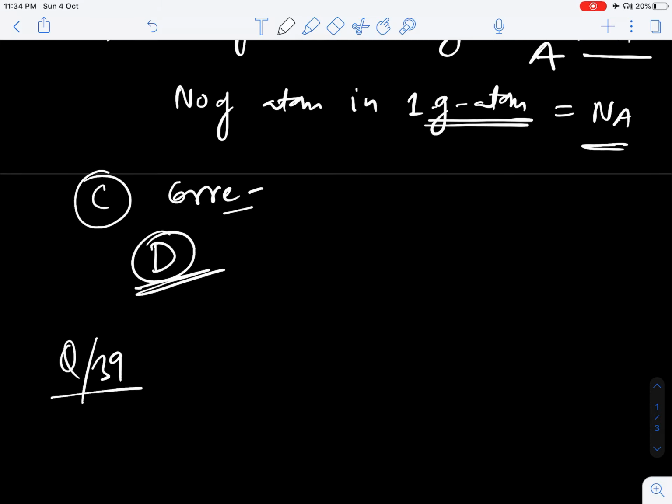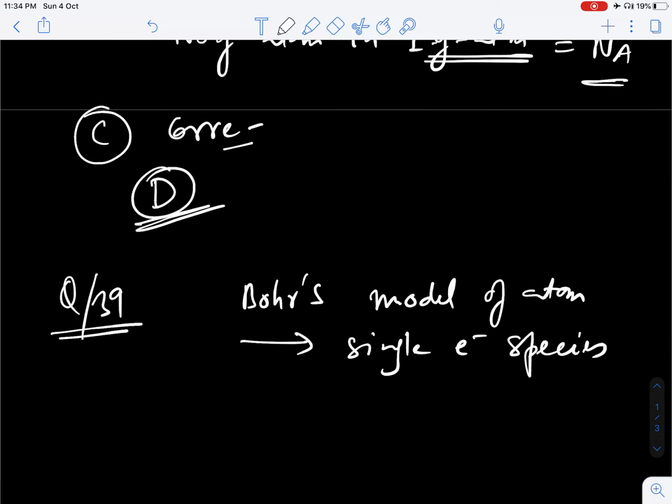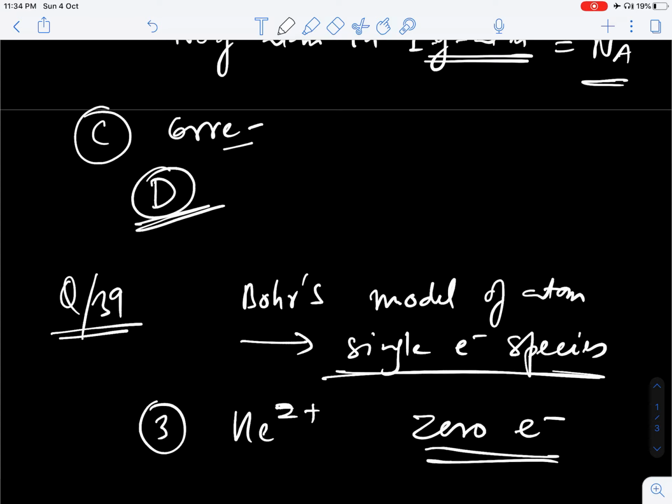Question number 39. For which of the species is Bohr's theory not applicable? So we know that Bohr's model of the atom is applicable to single electron species. If we see the third option, you have helium 2 plus given. So helium 2 plus means 0 electrons, but Bohr's model is applicable for a single electron. So for this helium 2 plus, Bohr's model will not be applicable. So the most suitable answer is 3.